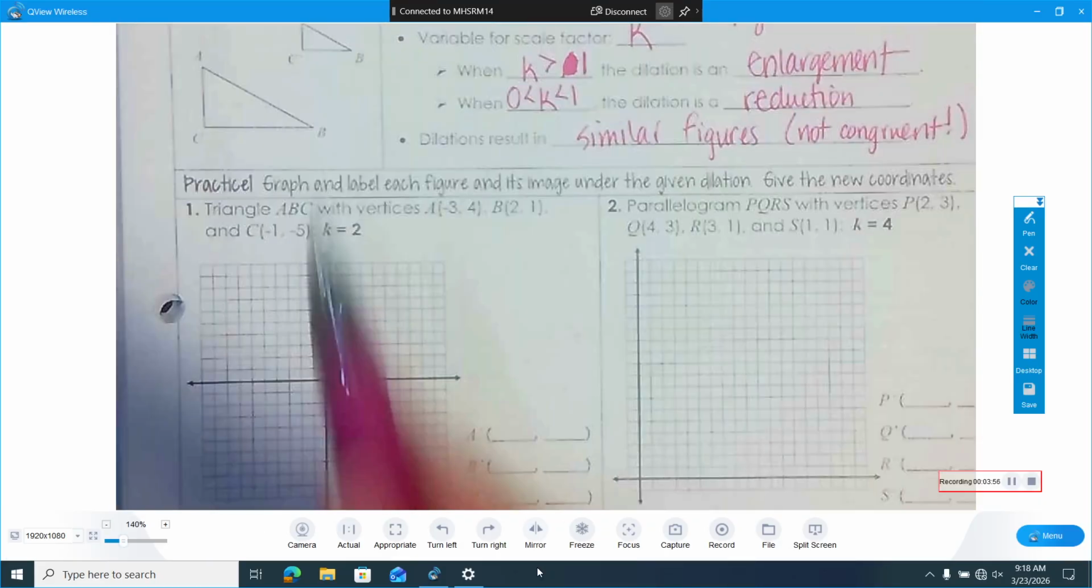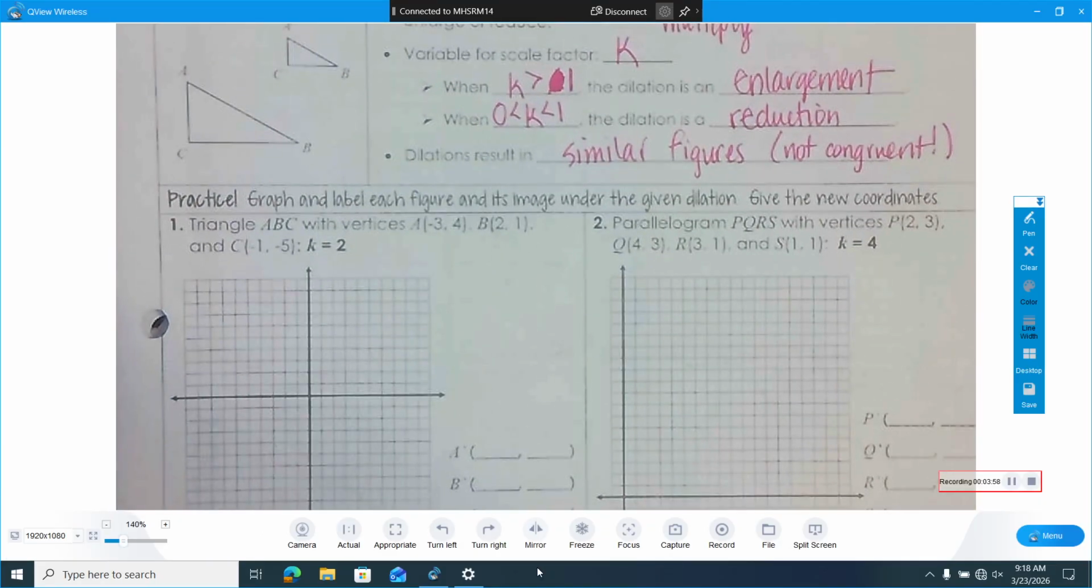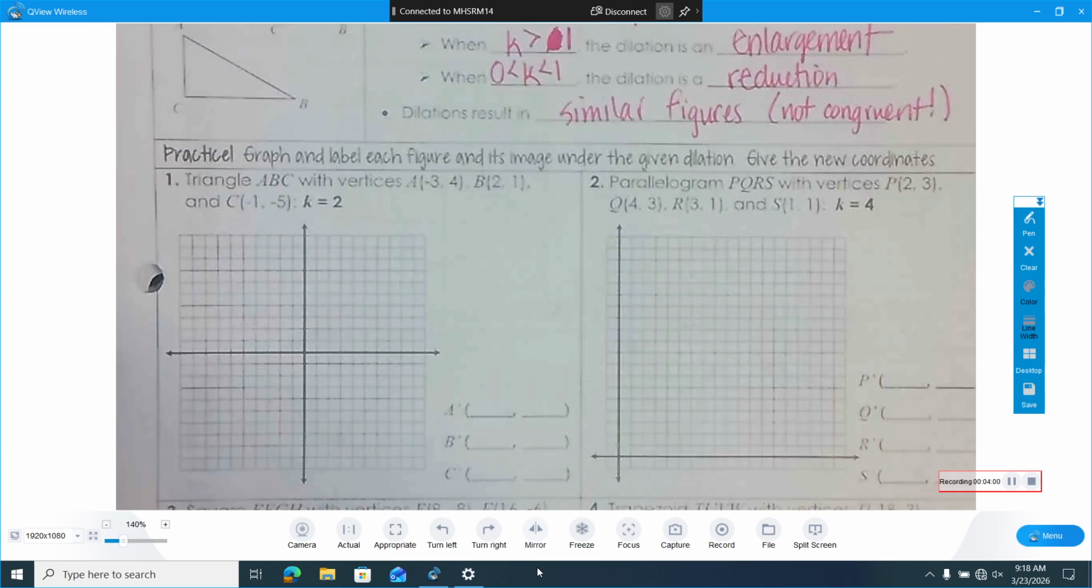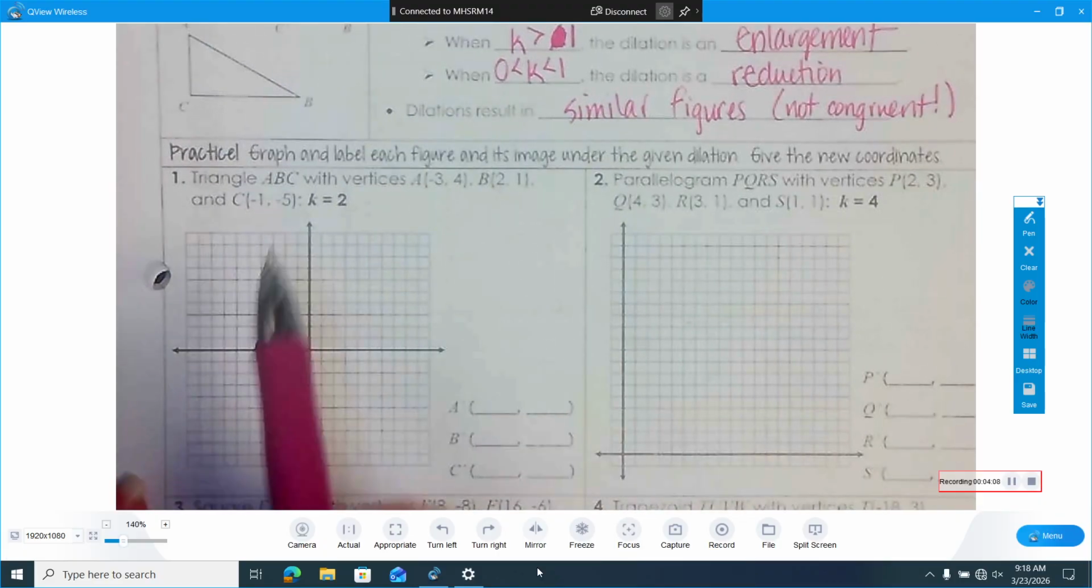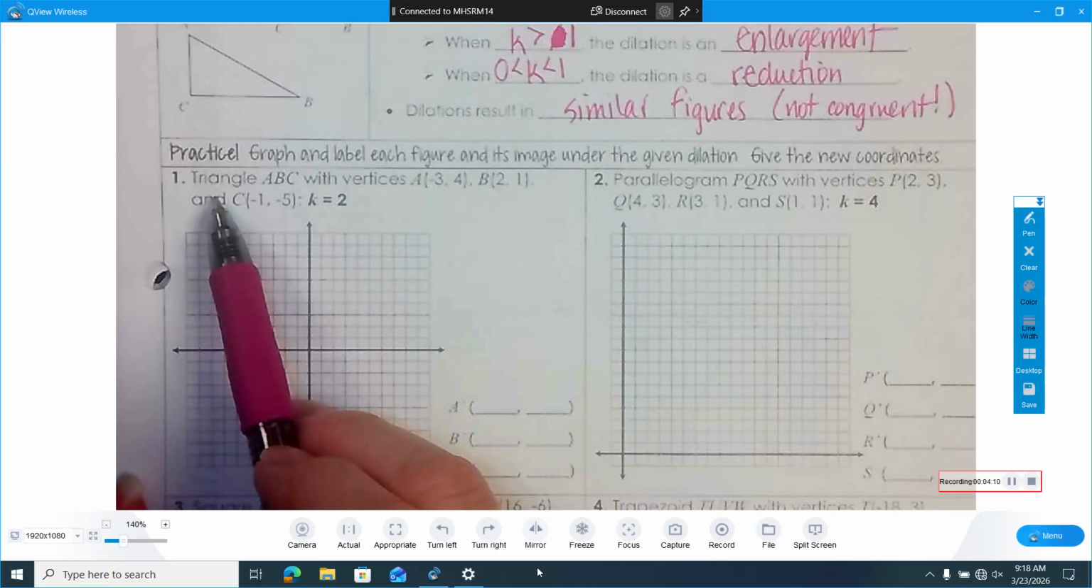All right. So these are going to be similar figures. They have lots of things that we can figure out. But this turns out to be very, very easy. So we're going to graph and label each figure and image under the dilation and give the new coordinates.